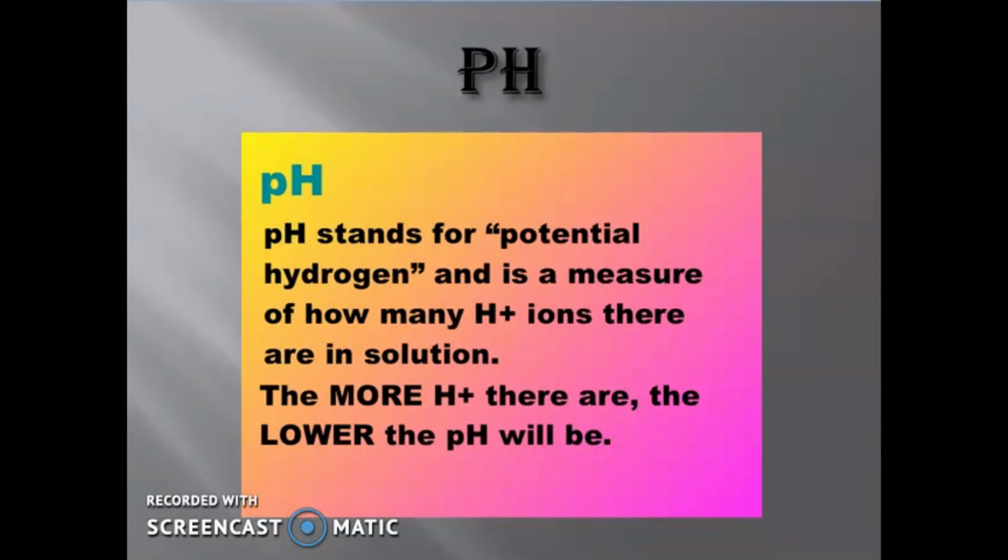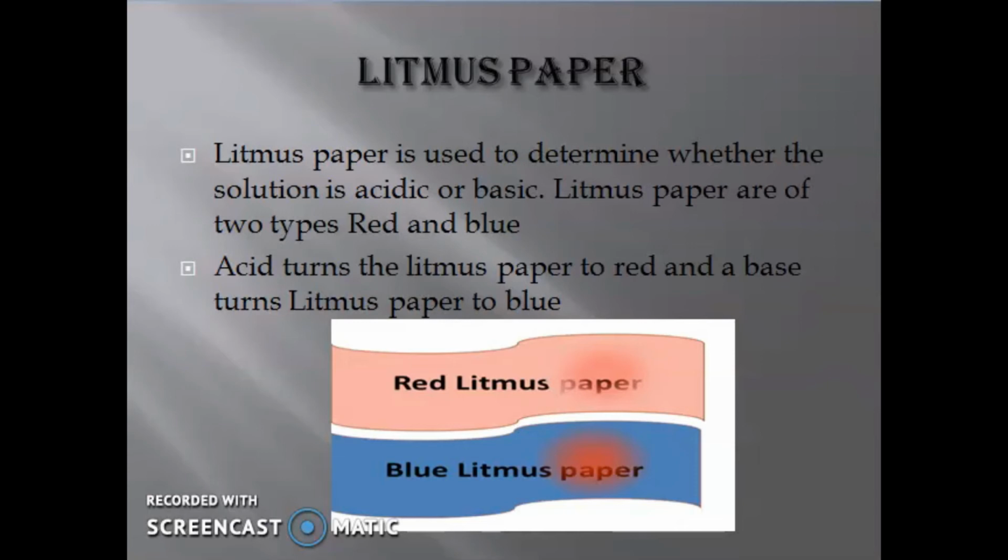pH. pH stands for potential hydrogen and is a measure of how many hydrogen ions there are in solution. The more hydrogen ions there are, the lower the pH will be. Litmus paper. Litmus paper is used to determine whether the solution is acidic or basic. Litmus paper is of two types, red and blue. Acid turns the litmus paper red and a base turns litmus paper blue.